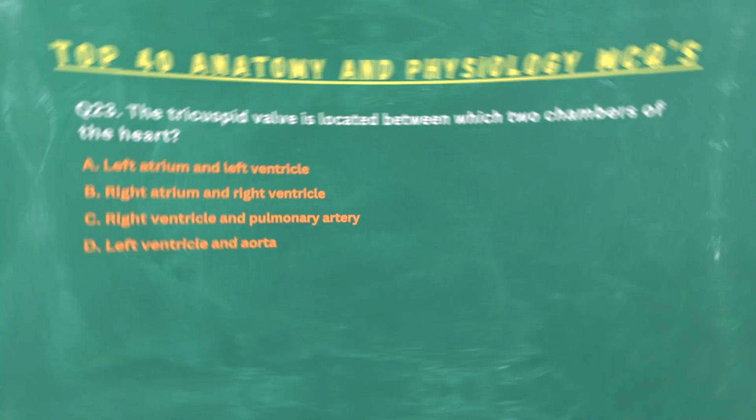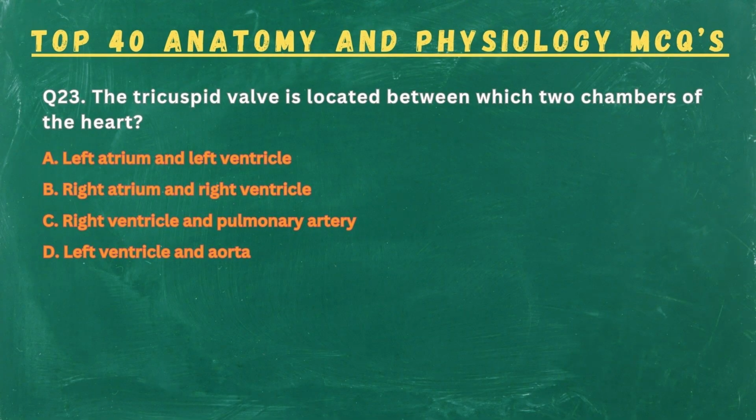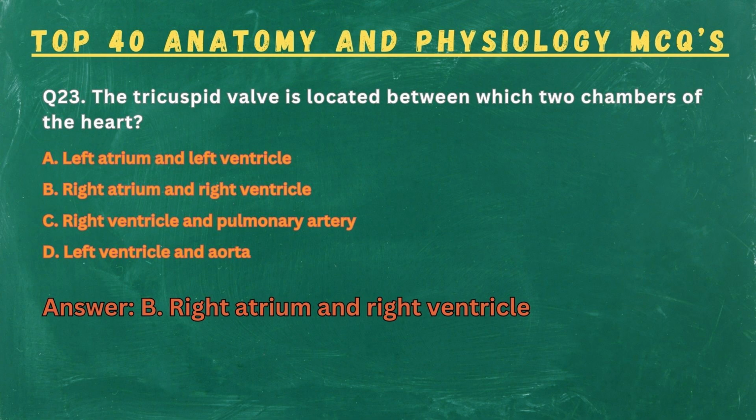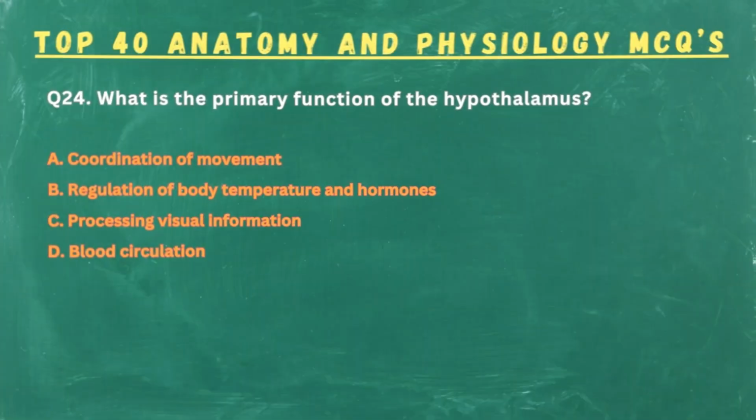Absorption of water. Q23. The tricuspid valve is located between which two chambers of the heart? A. Left atrium and left ventricle. B. Right atrium and right ventricle. C. Right ventricle and pulmonary artery. D. Left ventricle and aorta. Answer: B. Right atrium and right ventricle.